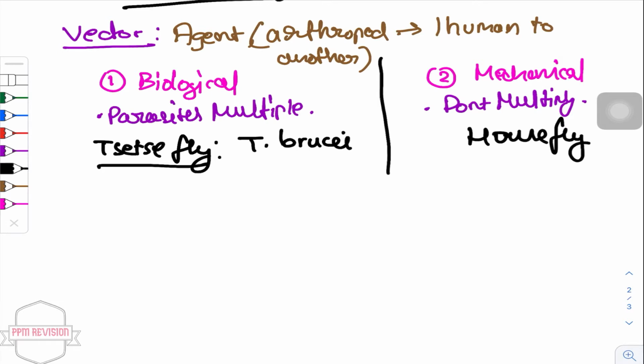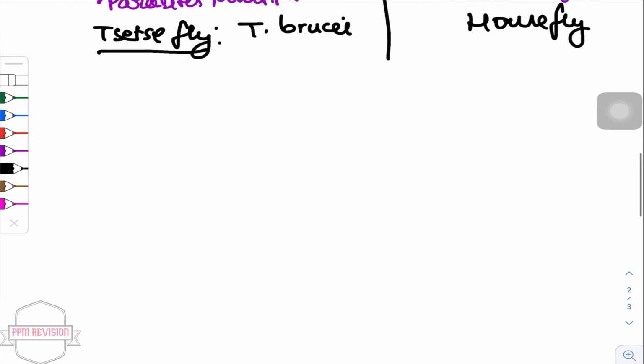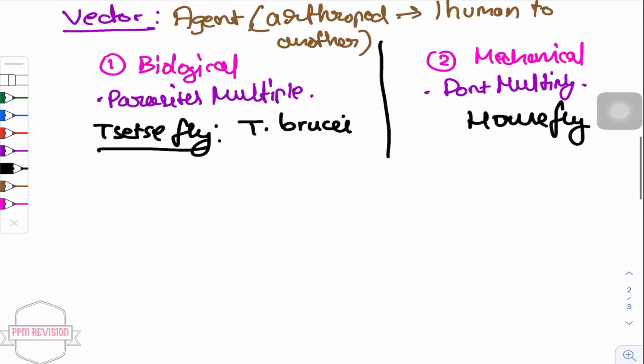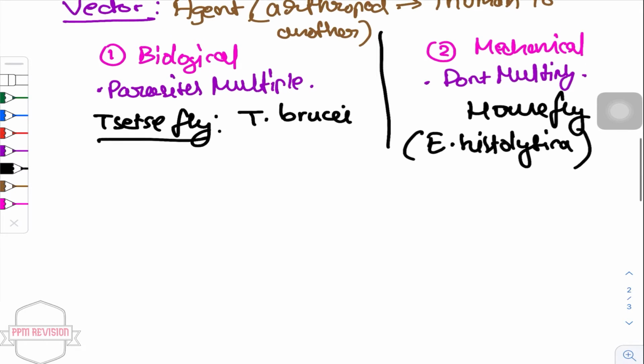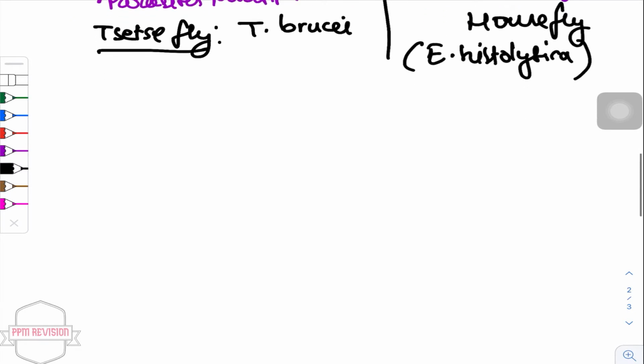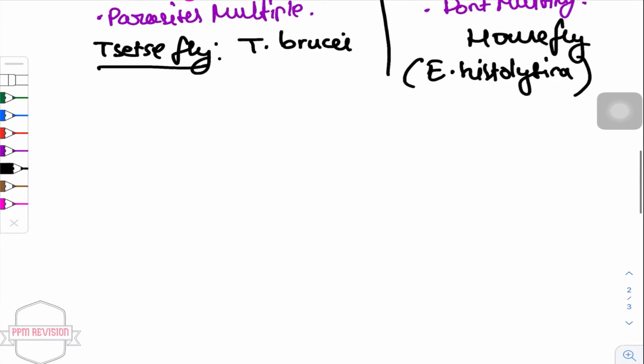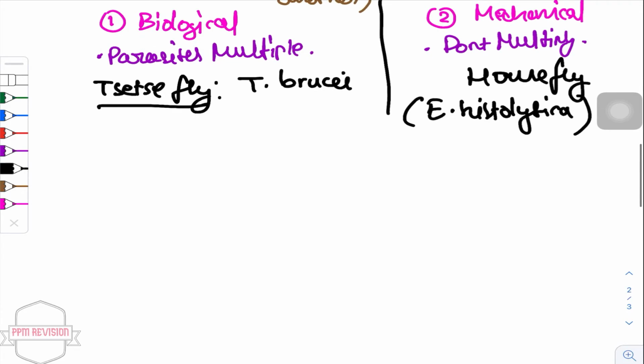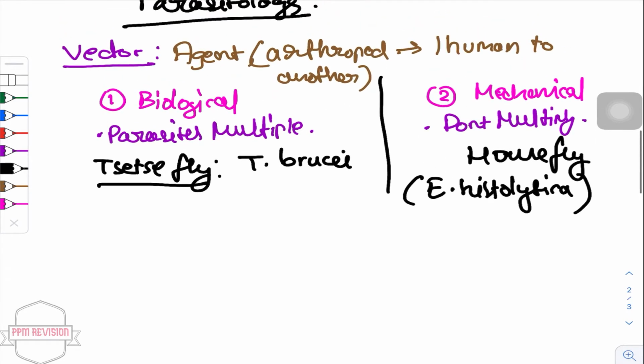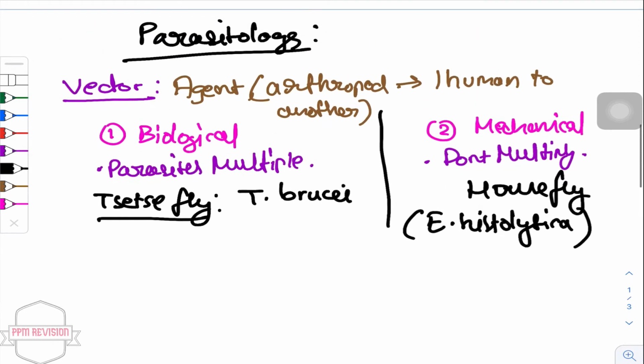And housefly transfers the cyst of Entamoeba histolytica. This is the thing. It transfers the cyst of Entamoeba histolytica from infected feces to the food, and humans acquire it by consuming the contaminated food.